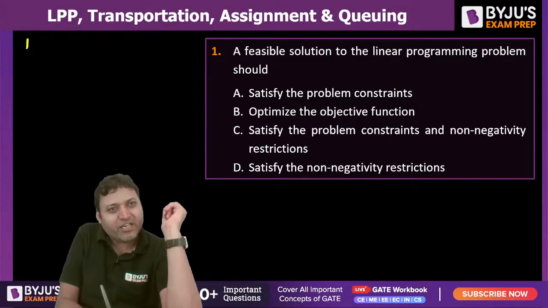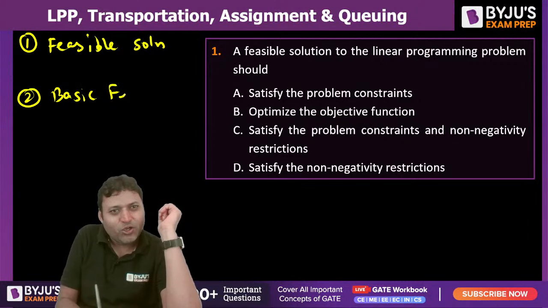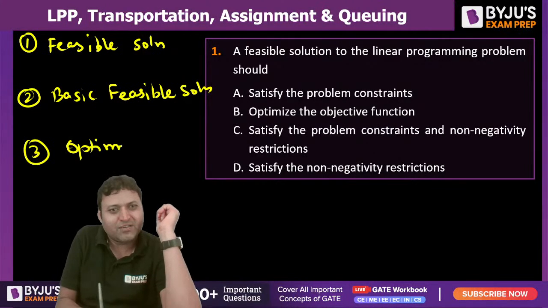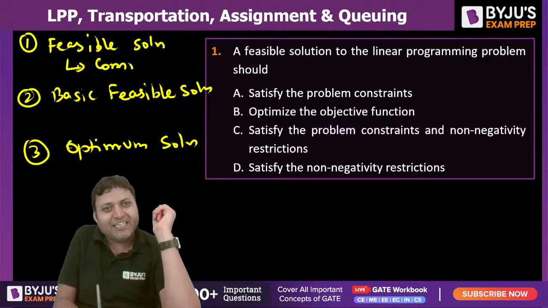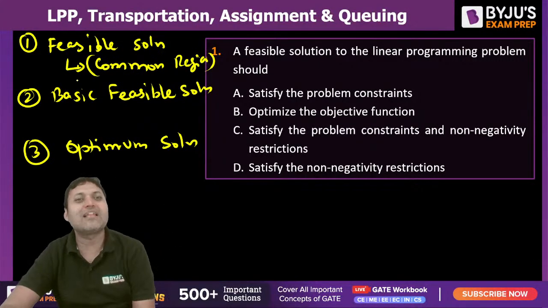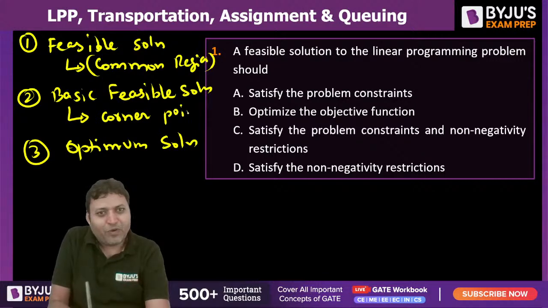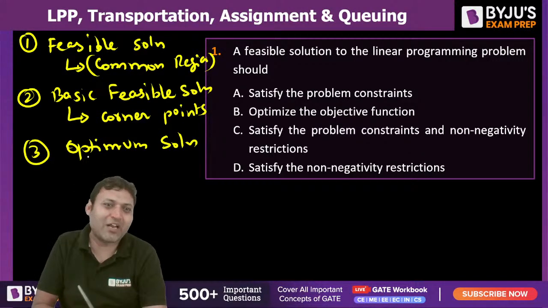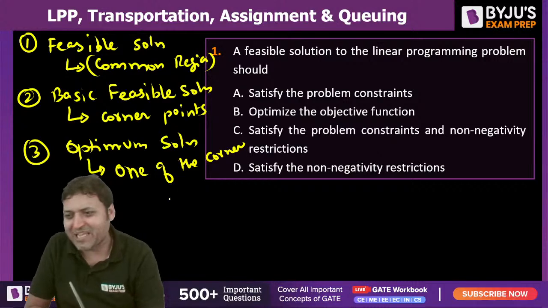There are three types of solution. One is feasible solution. Another is basic feasible solution. You must be knowing the difference between these. And the third one is optimum solution. First of all, we find out the feasible solution. That is the common region which satisfies all the constraints. That is the feasible solution. What is the basic feasible solution? The corner points which are probable candidates of optimum solution, and one of the corner points is optimum. Isn't it? What will be the correct answer?